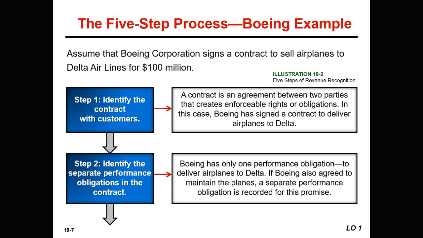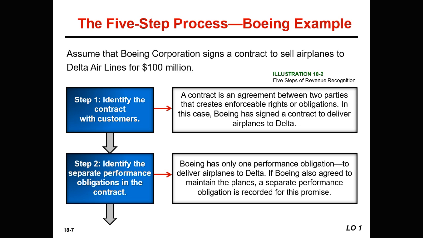The second step is to identify the separate performance obligations in the contract, because some contracts are going to cover multiple things, or they're going to have different thresholds, or any number of variations can exist in a formalized contract for something such as purchase of airplanes. For this specific example, there is only one performance obligation: to deliver an airplane to Delta. If Boeing's agreed to maintain the planes, then there's a separate performance obligation that is recorded for that promise.